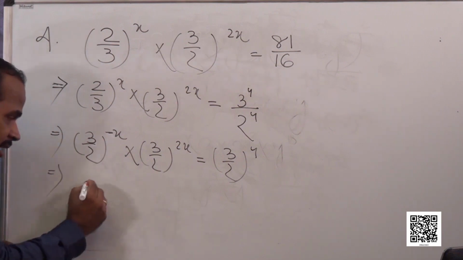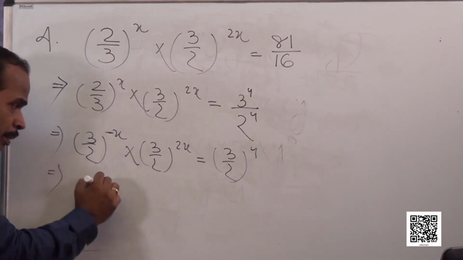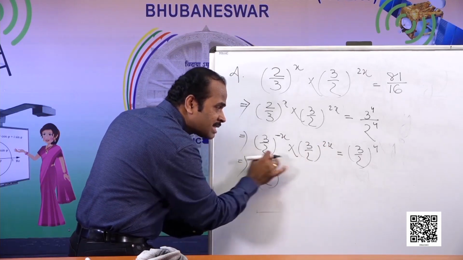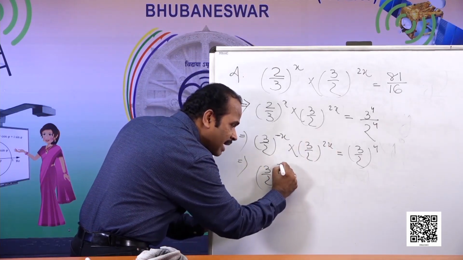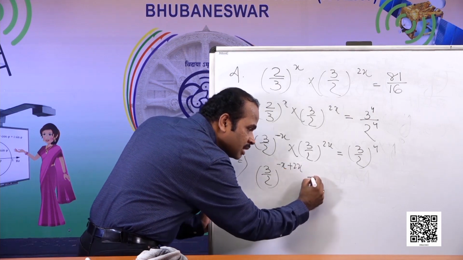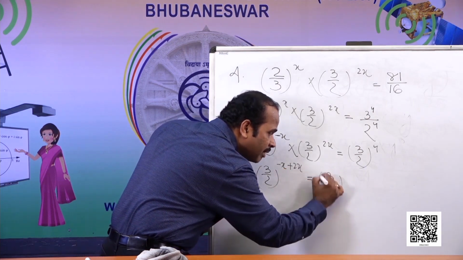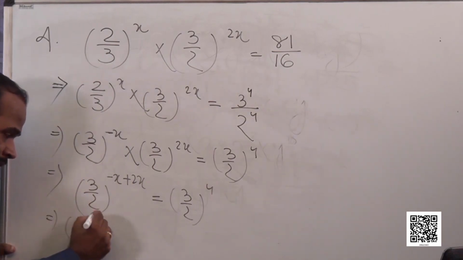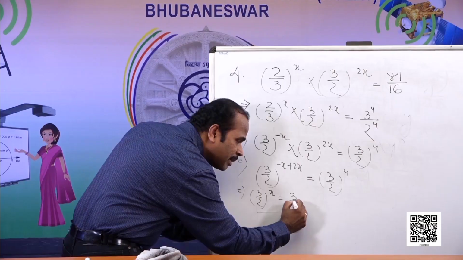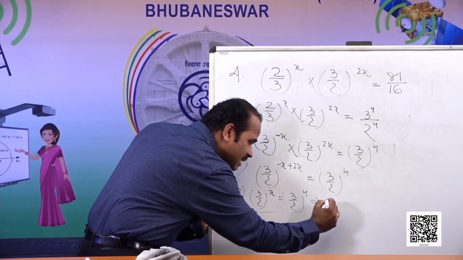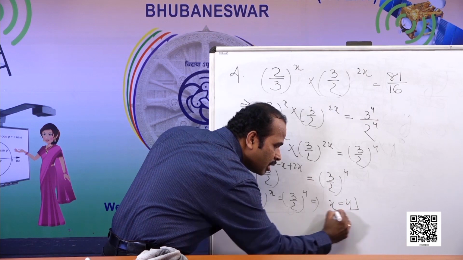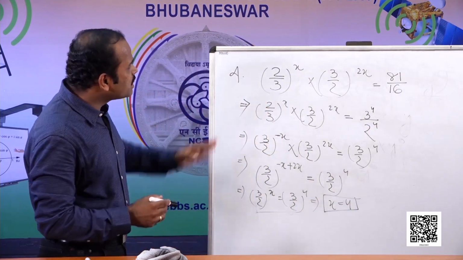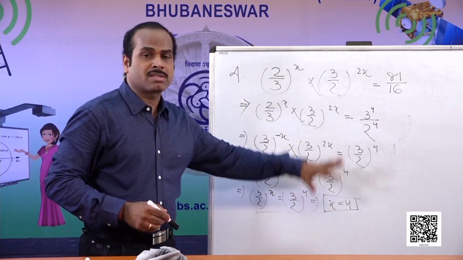So now what I get? 3 by 2 to the power, this is minus x and this is 2x, because the bases are the same and the powers have to be added. So it will be minus x plus 2x. This side equals (3/2) to the power 4. So finally what I get here now? (3/2)^x is equal to (3/2)^4. This implies x equals 4. This is my answer. By solving this way, we can also find the values of x.